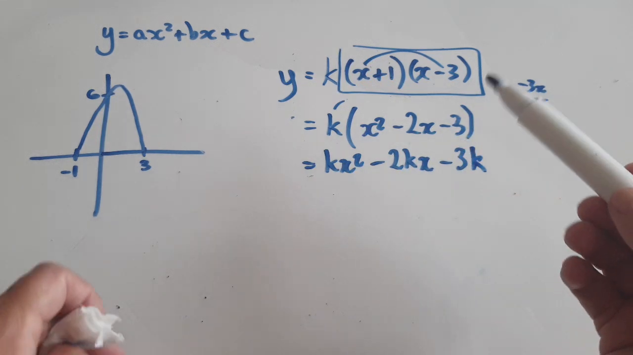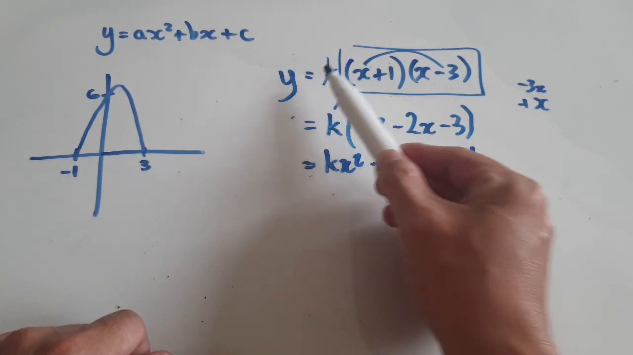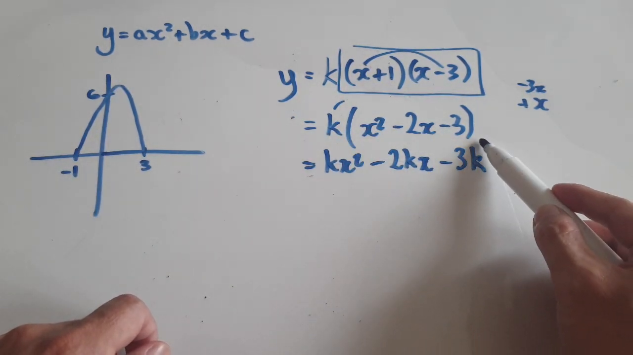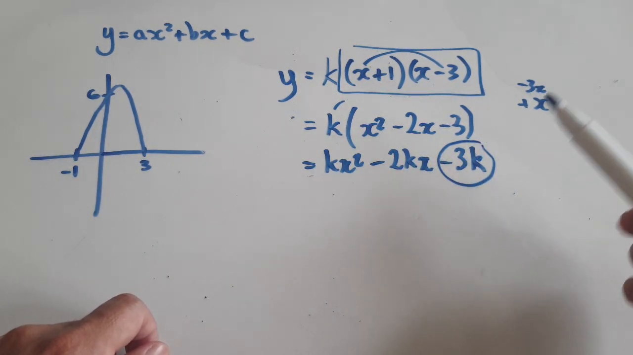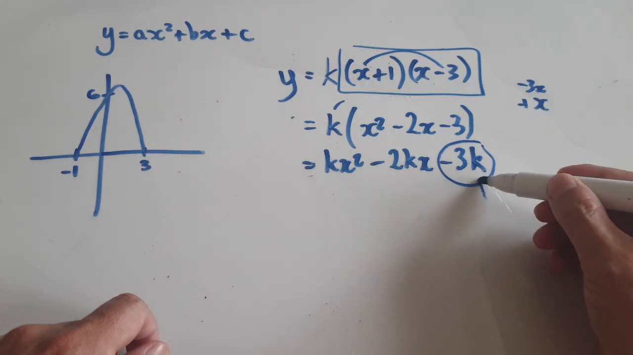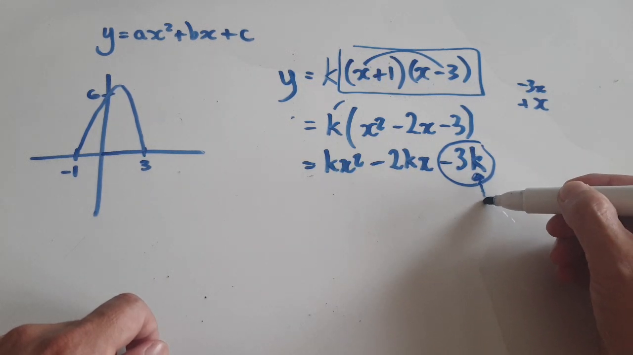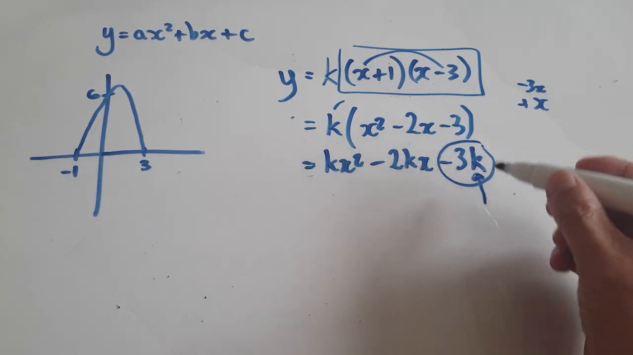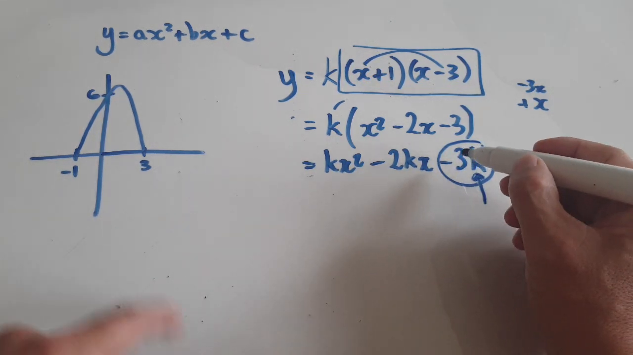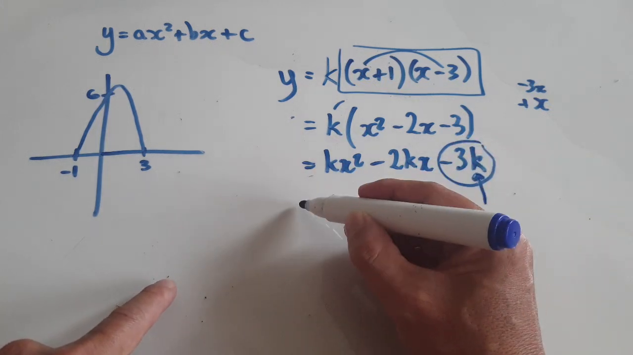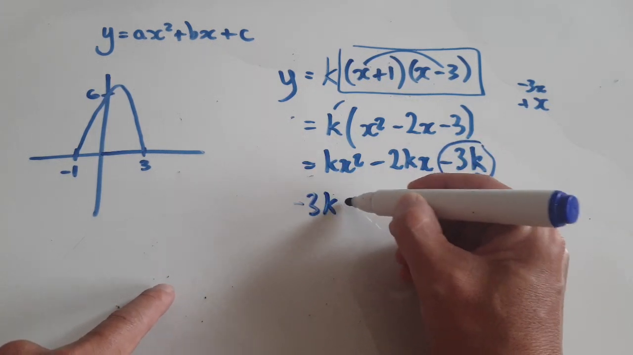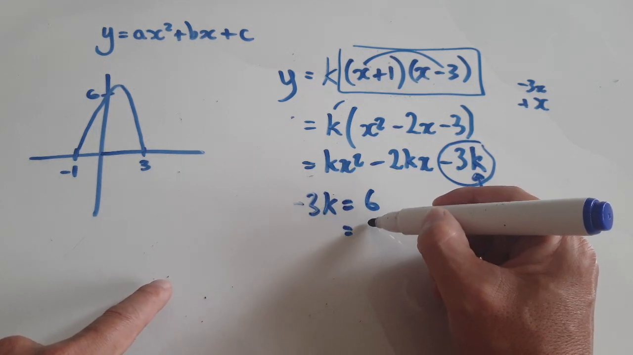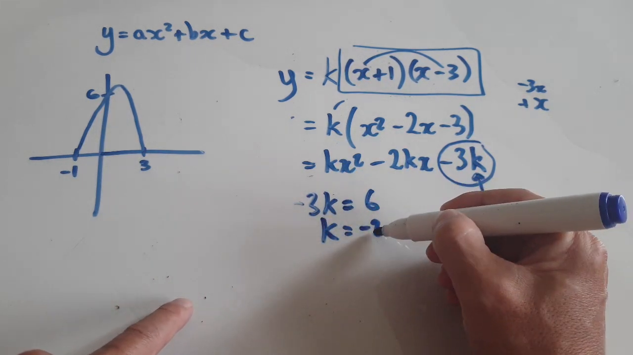Now you want to search for a value of k where the intercept is at 6. You see, this is your intercept right here. You want to somehow find a value of k such that this thing here would be 6, because this is your intercept. So if you want this to be 6, then set this to be 6. -3k equals 6. So divide both sides by -3, so that would be -2. You see, k is -2.